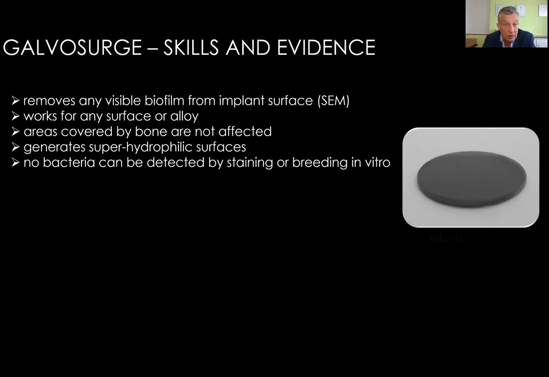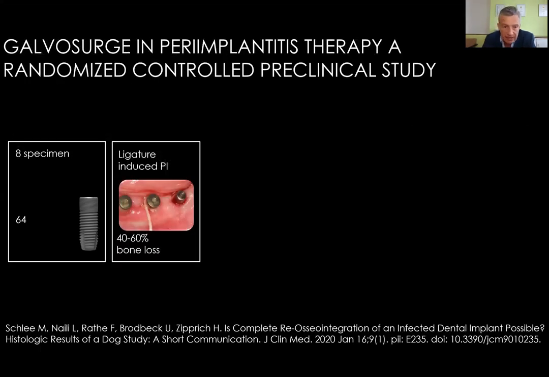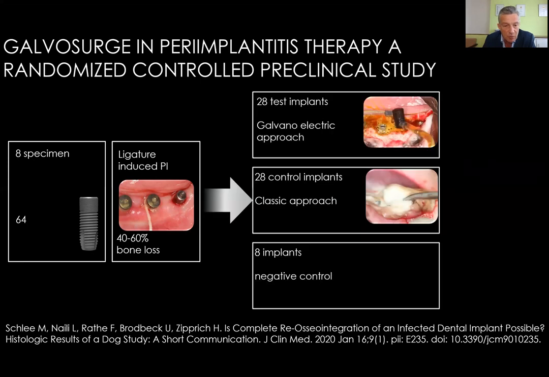So the conclusion we can draw out of this in vitro study is that no bacteria can be detected by staining or breeding in vitro. Now we started a preclinical study. 8 dogs were treated, typical model, teeth were extracted, implants were placed, 64 in all. Then we induced, after healing of 3 months, a ligature-induced periimplantitis. We waited till 40 to 60% bone loss occurred, and we treated the test implant with the electrolytic approach, the control implants with a classical approach, and we didn't treat 8 implants at all.